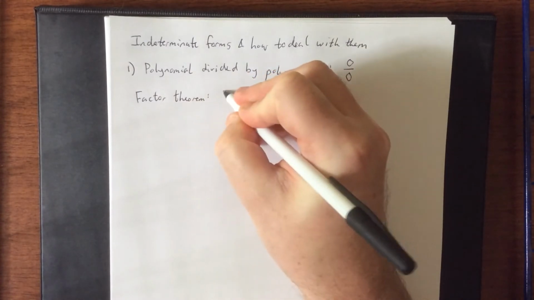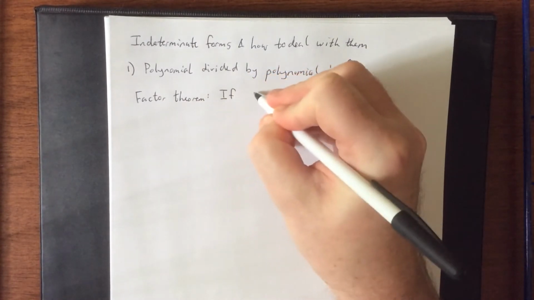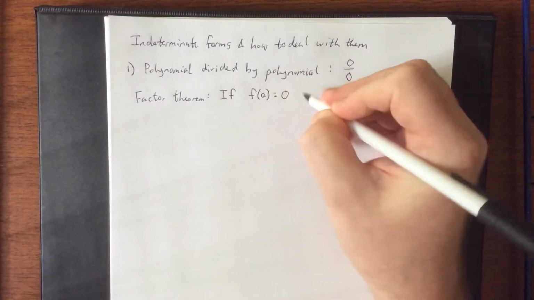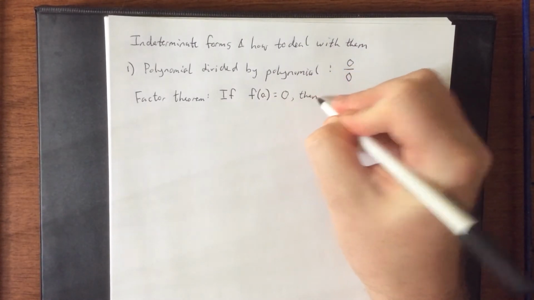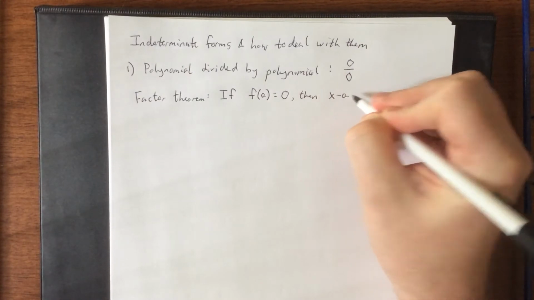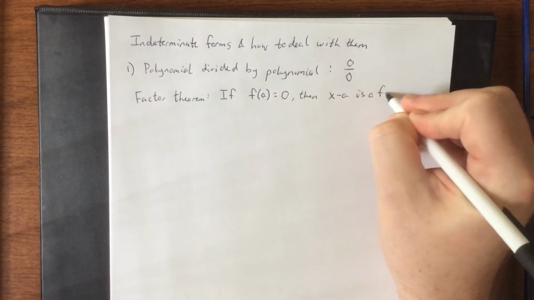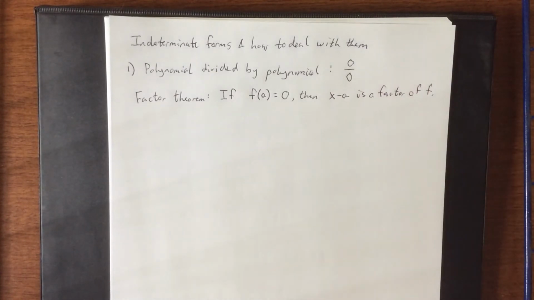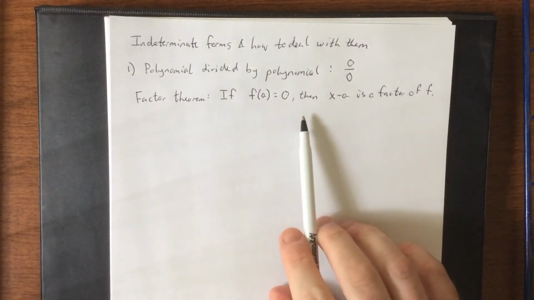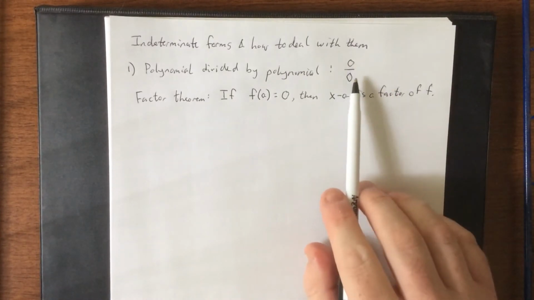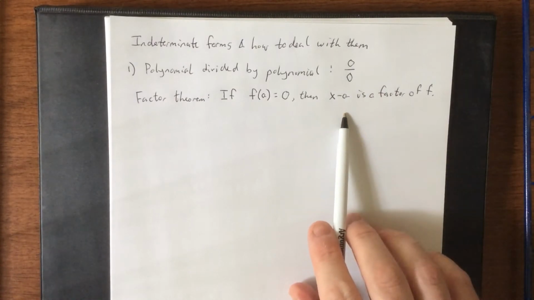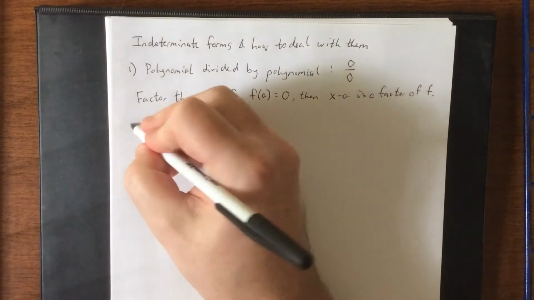The factor theorem states that if a polynomial function evaluated at a certain value is equal to 0, then x minus that value is a factor of f. What this means for us is if you plug in a value and your numerator turns into 0 and your denominator turns into 0, then there is automatically something that you can factor out of both the numerator and the denominator.